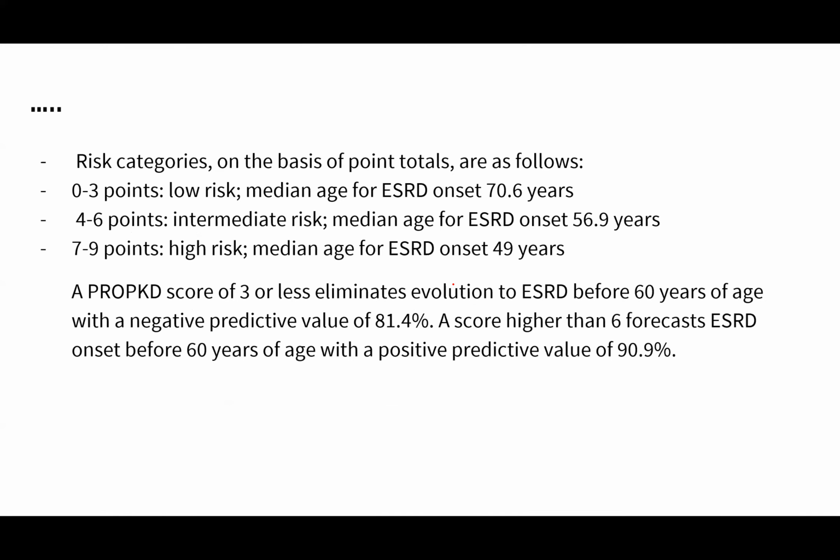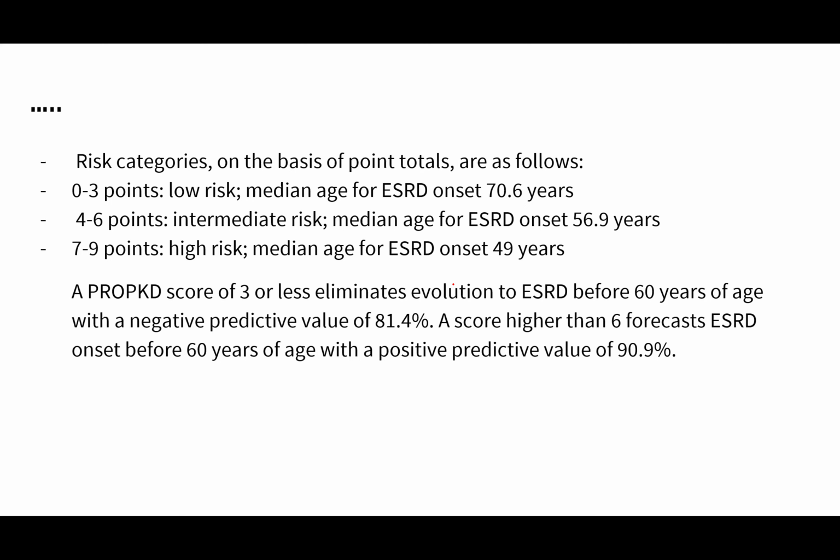Risk categories on the basis of points total are as follows: 0 to 3 points is low risk, with median age for end-stage renal disease onset of 70 to 71 years. 4 to 6 points is intermediate risk, with median age of end-stage renal disease onset of 56 to 57 years. 7 to 9 points is high risk, with median age for end-stage renal disease onset of 49 years.